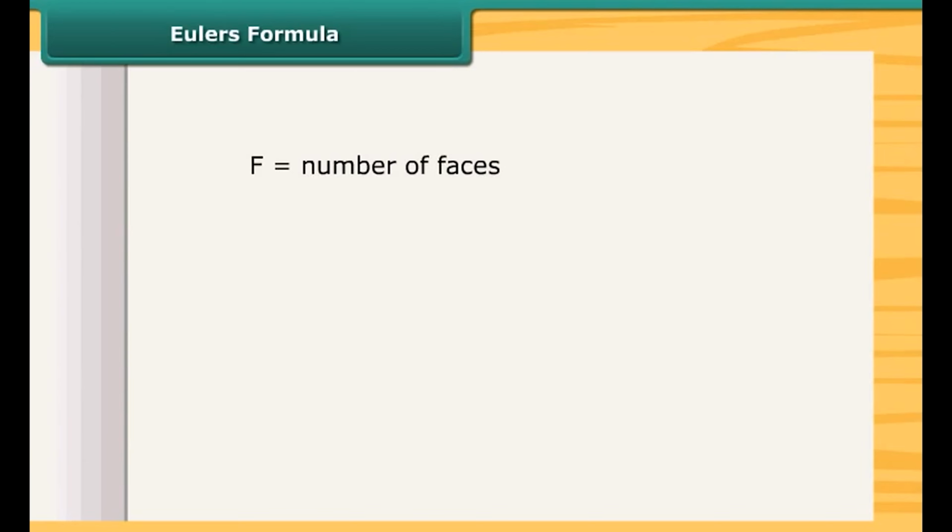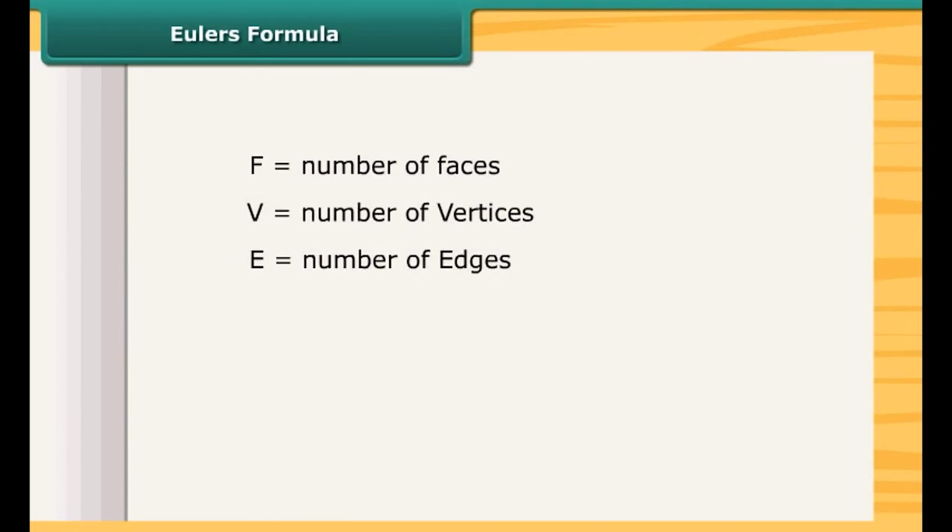If F stands for the number of faces, V stands for the number of vertices, and E stands for the number of edges, then Euler's formula is F plus V is equal to E plus 2. That is, F plus V minus E is equal to 2. This formula is true for any polyhedron.